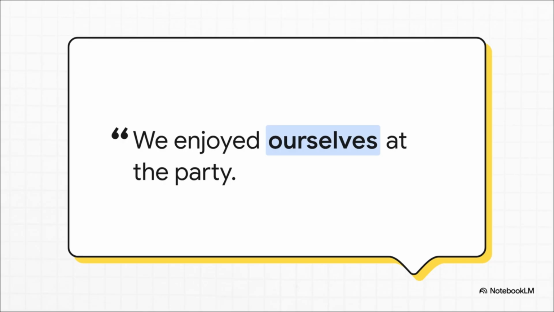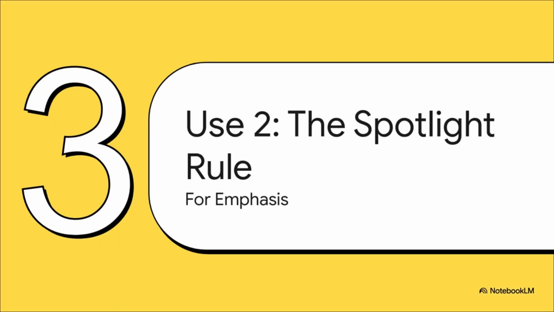And just so you know, this rule works perfectly for plurals too. Take this sentence. Who enjoyed the party? We did. And who did we enjoy? Ourselves. It's a group action reflecting back onto the whole group. I mean, saying we enjoyed us just sounds wrong, doesn't it? Ourselves is the word that makes it all click. All right, so that's the mirror rule. That's job number 1.